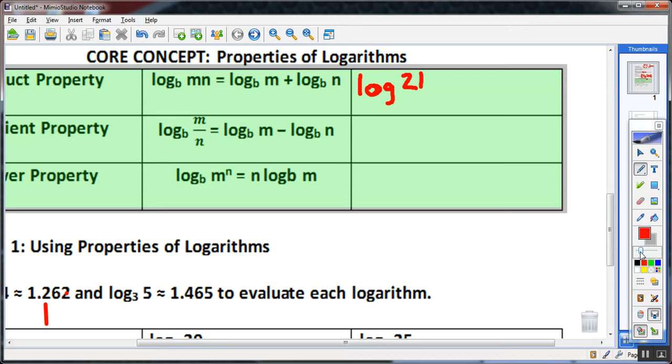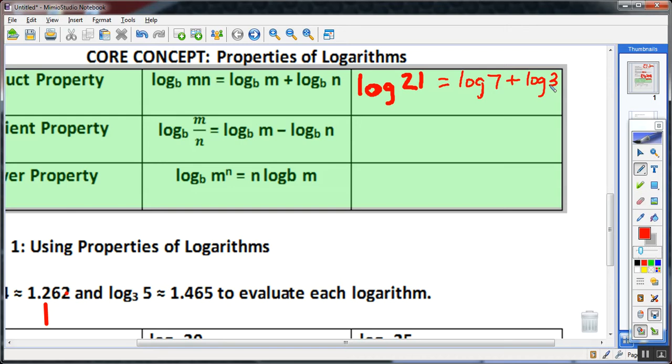Okay. My question to you is this. Can you think of two numbers that multiply to 21? 7 and 3. Okay, this would be the same as the log of 7 plus log of 3. Okay? So numbers that are products can be broken down. If you have the log of some number, it can be broken down as the log of a smaller number plus the log of another number, as long as those two numbers multiply to the initial one.